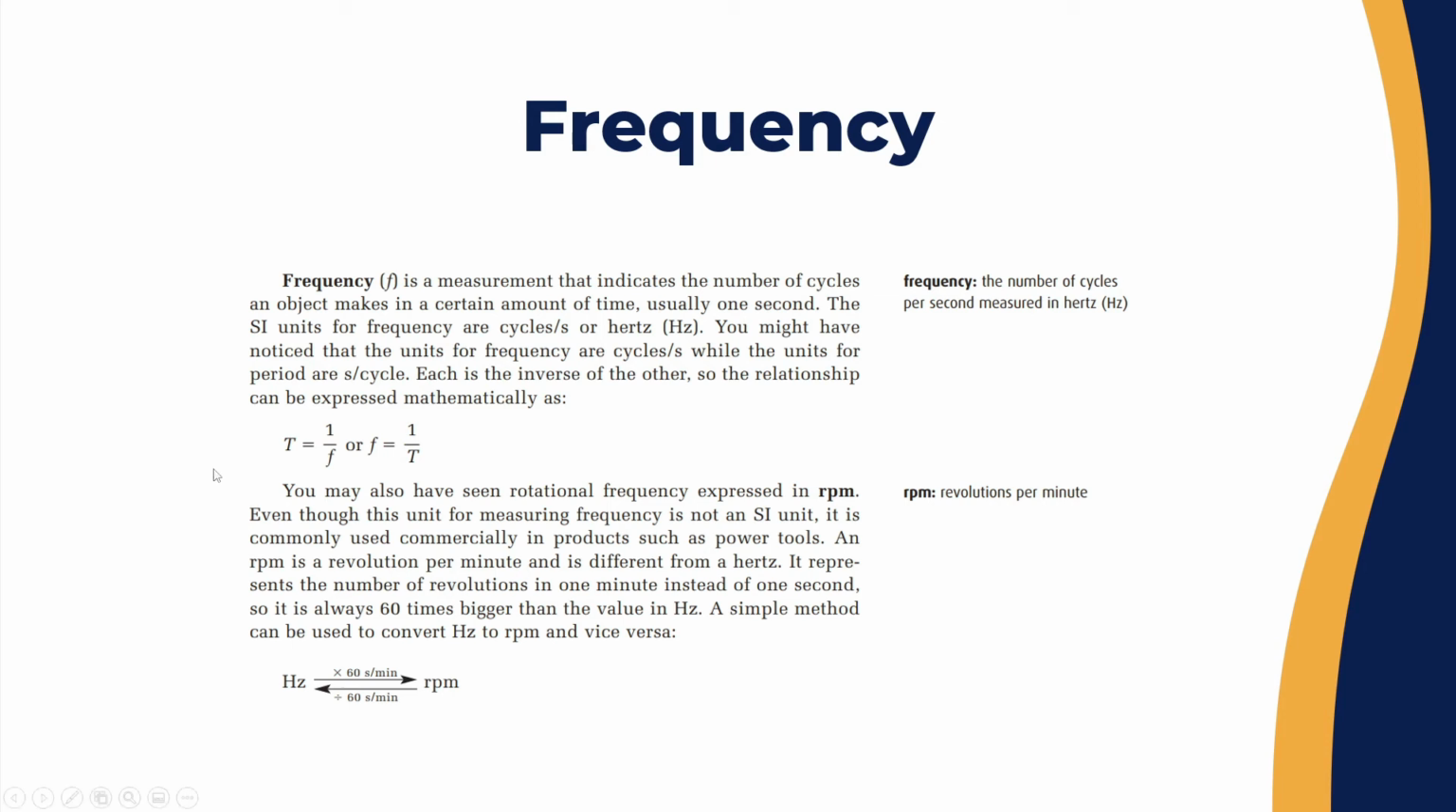You can do the conversion using this equation. Hertz, if you multiply by 60 seconds per minute, would give you RPM. RPM divided by 60 seconds per minute will give you the Hertz.